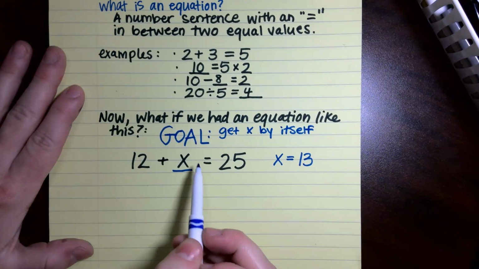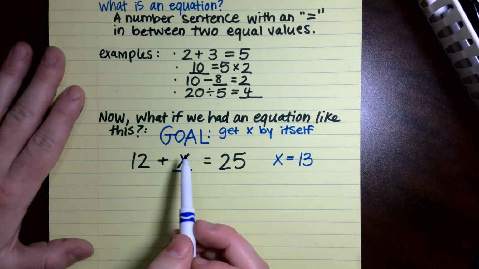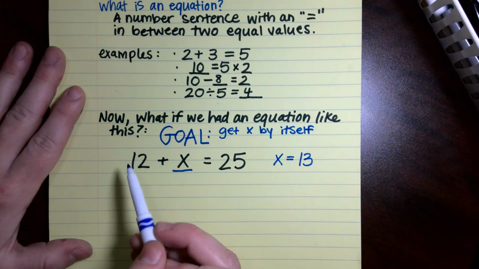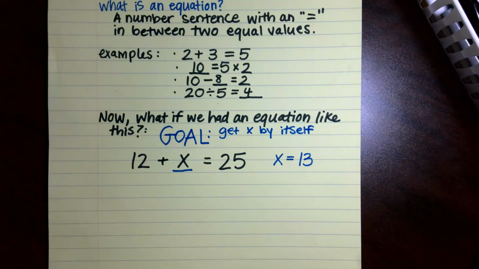All we need to do here to get x by itself is get rid of this 12. So if I have a positive 12 over here, what could I do to make it disappear? Do we have any ideas? Add another positive number to it. Two positives equals a positive. Okay, so would you change it to a negative? Yeah, you're going to be doing something around those lines.